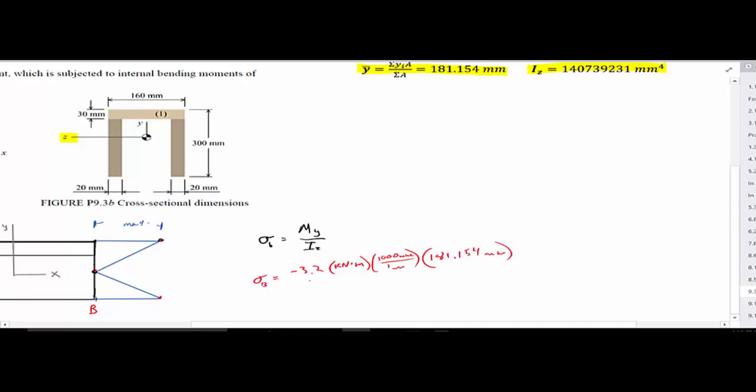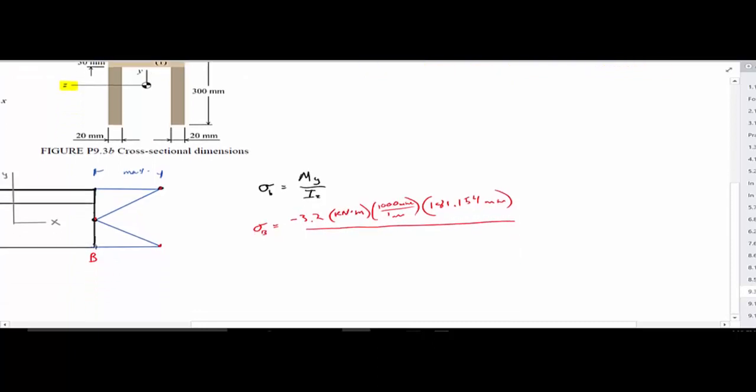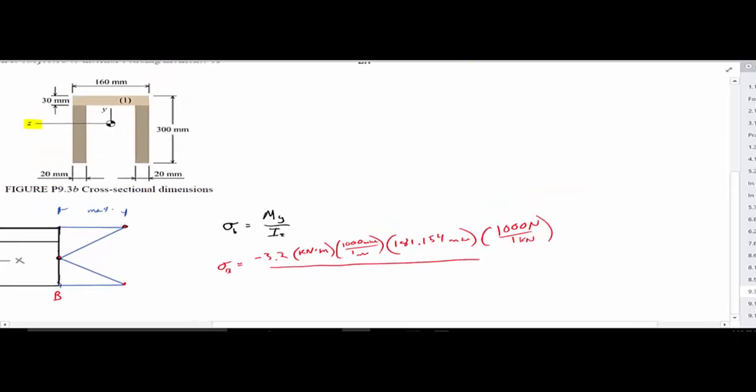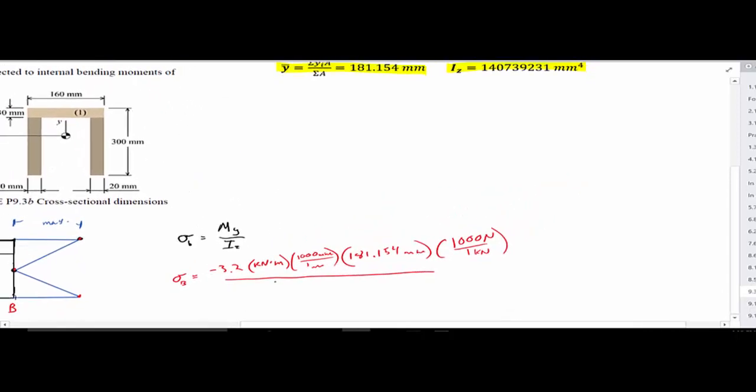And then divide that by, actually we'll multiply this by 1,000 again. So 1,000 newtons per 1 kilonewton. And then divide this by our moment of inertia for the entire member, which is going to be 140,739,231 millimeters to the fourth.